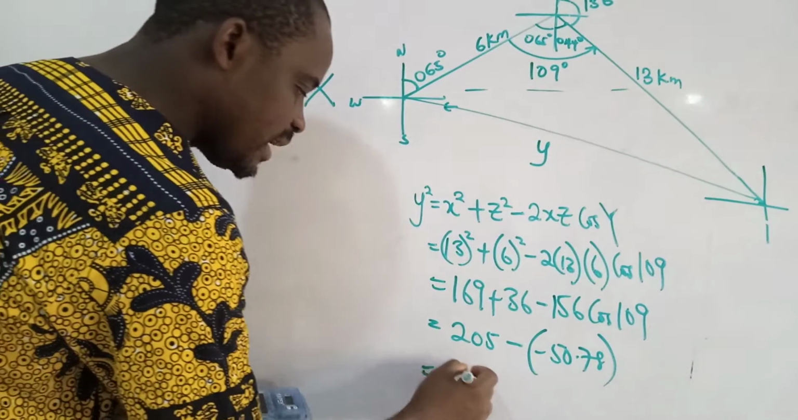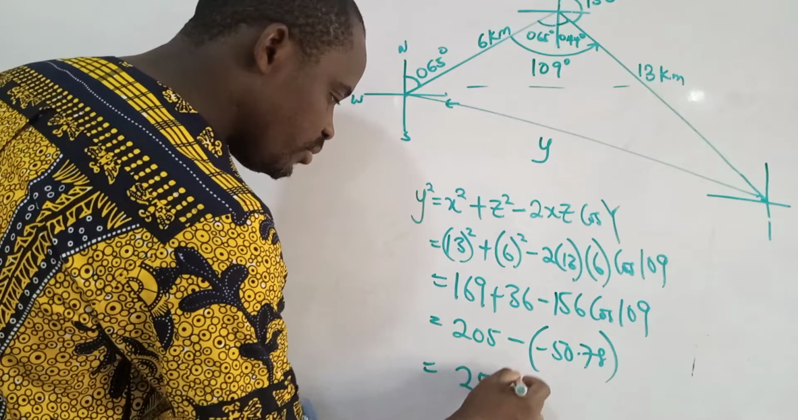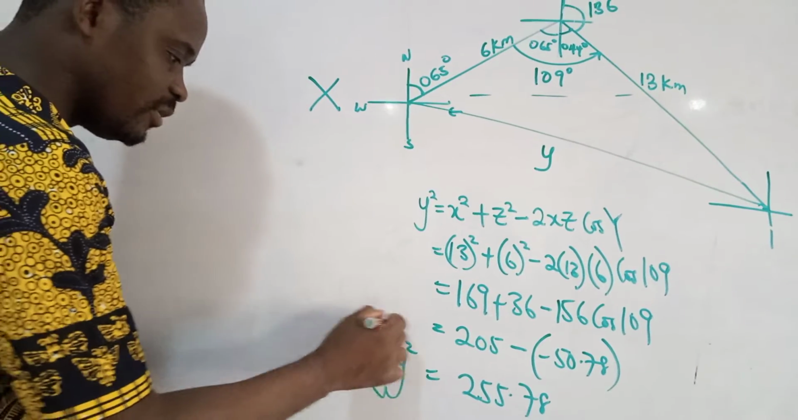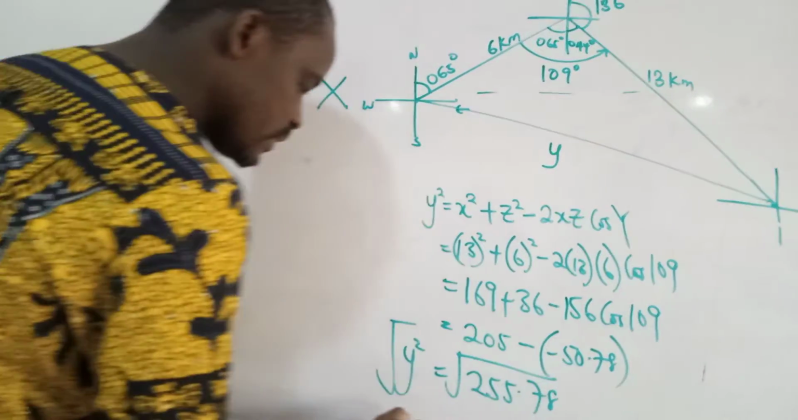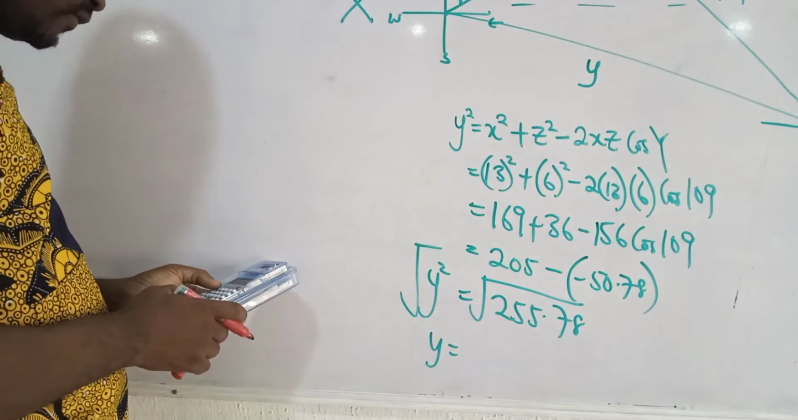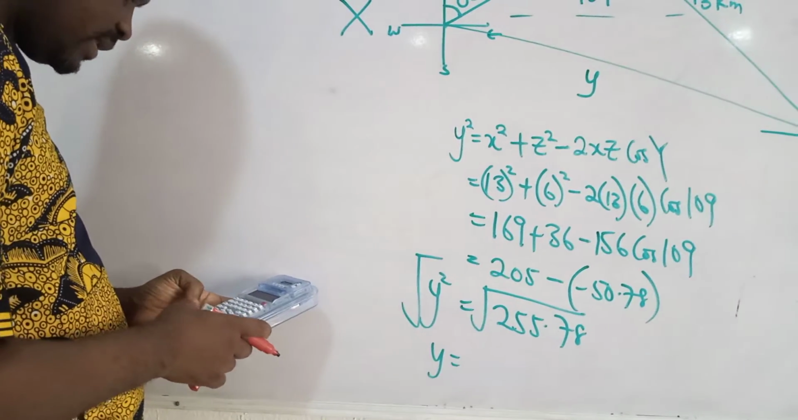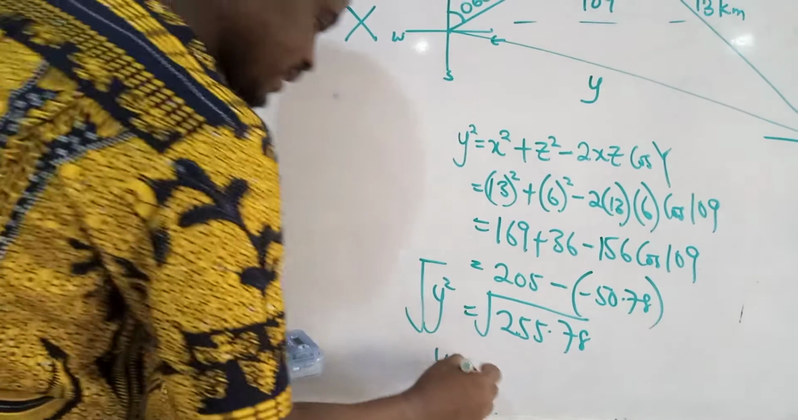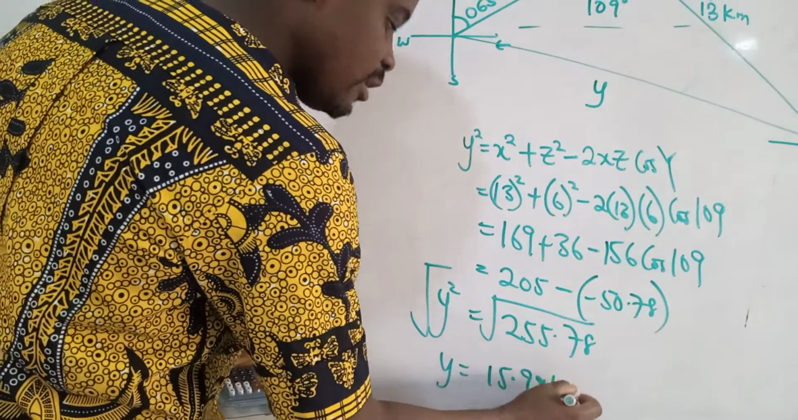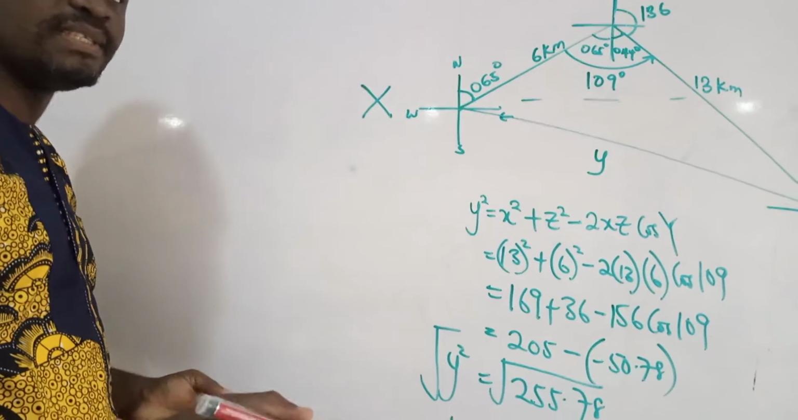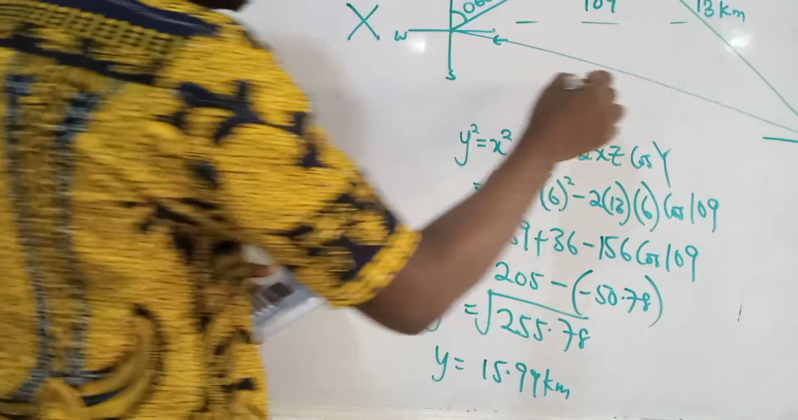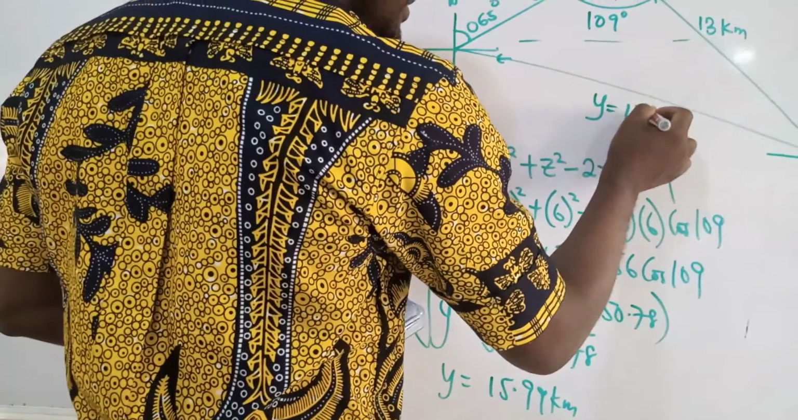So if you add that up, that's 255.78. Remember, y squared is this. So take the square root of both sides. So y equals to what? Square root of 255.78. So y is what? 15.99 kilometers. Congratulations, because you just got a distance of 15.99 kilometers.